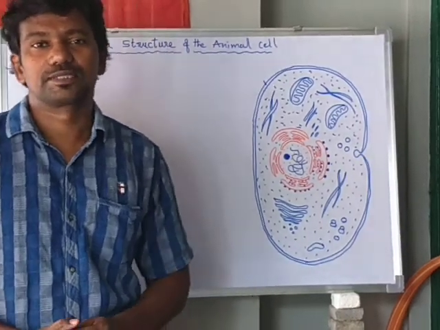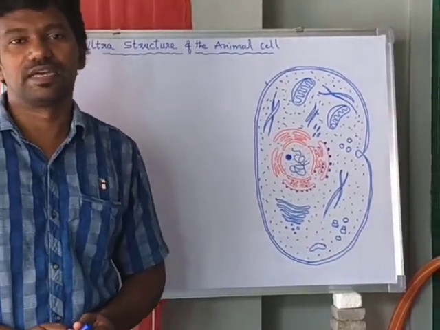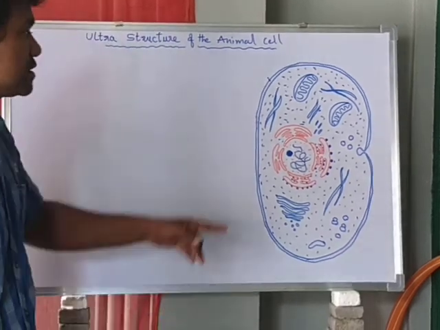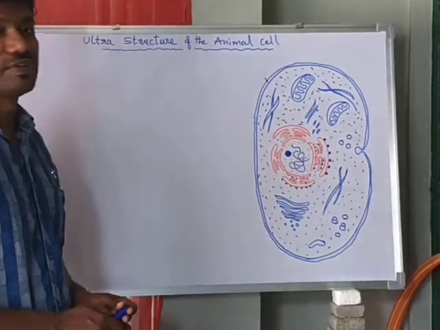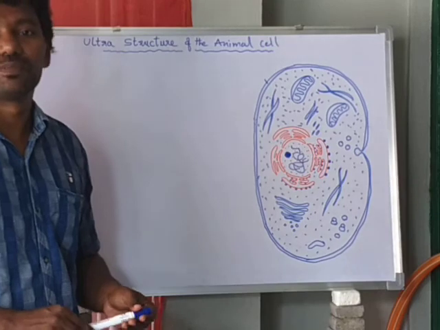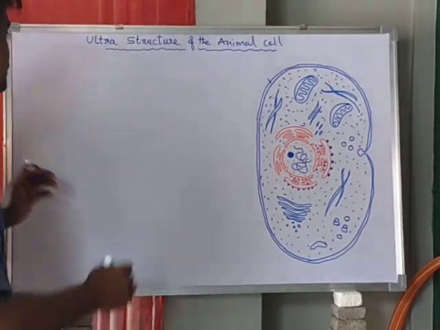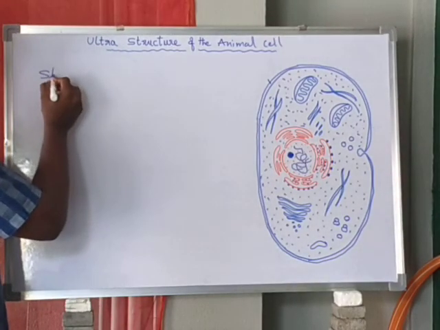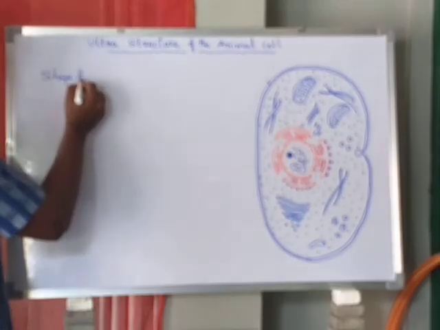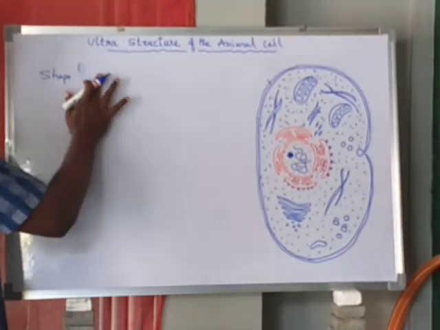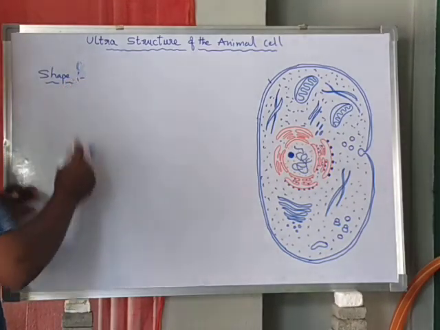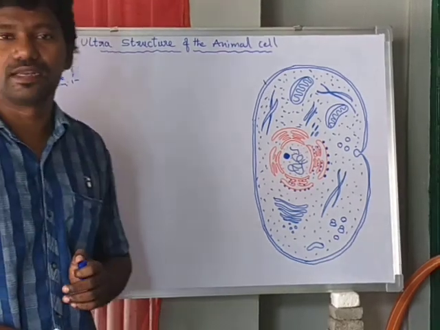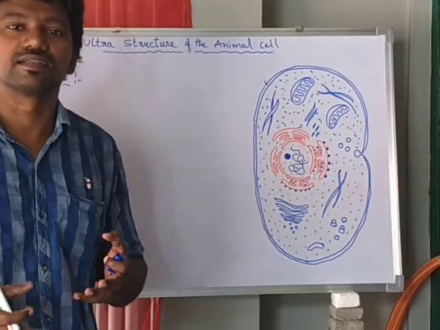Okay, in this video I explain about the ultrastructure of the animal cell. So this is the animal cell. First we know about the shape of the animal cell. Generally the animal cell has different shapes. Some are cylindrical, tubular or irregular shapes.